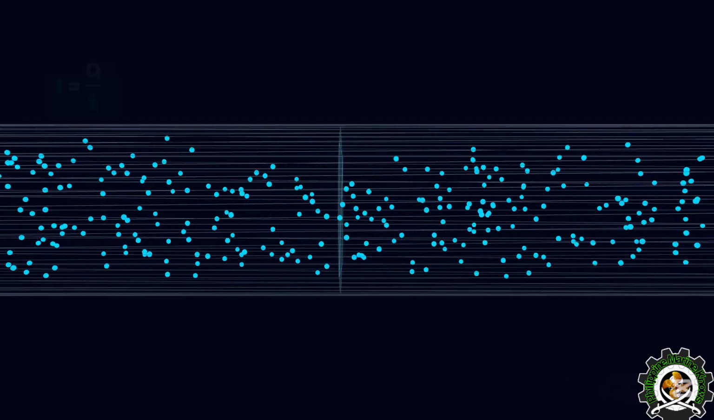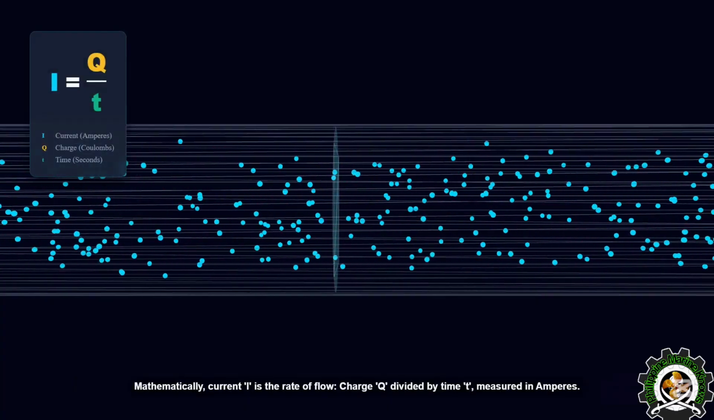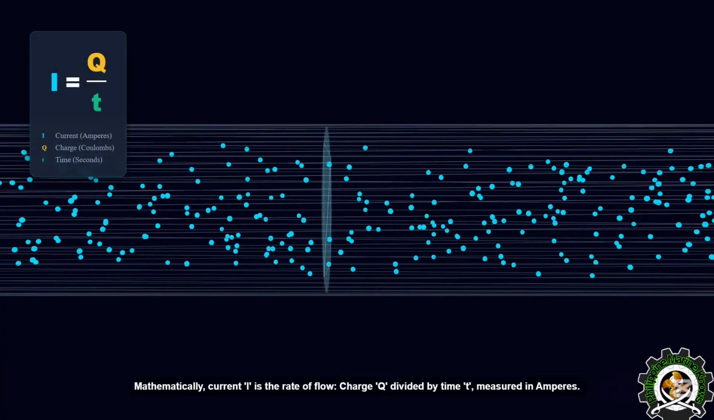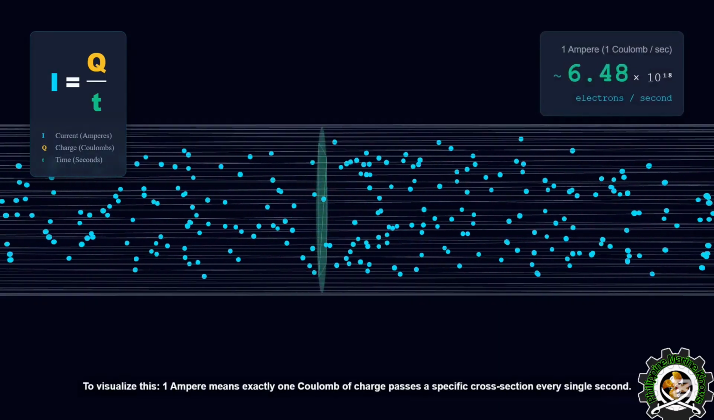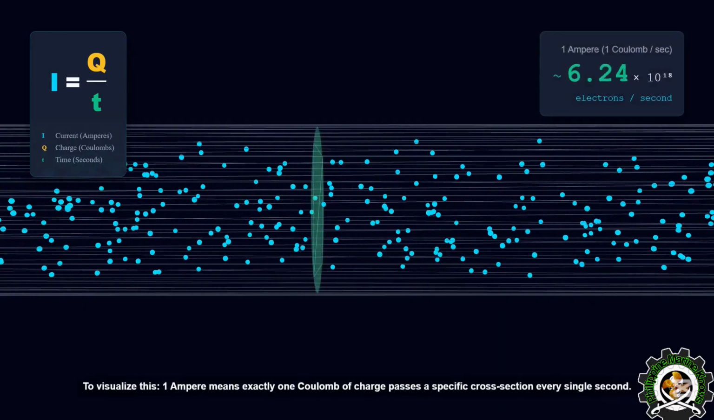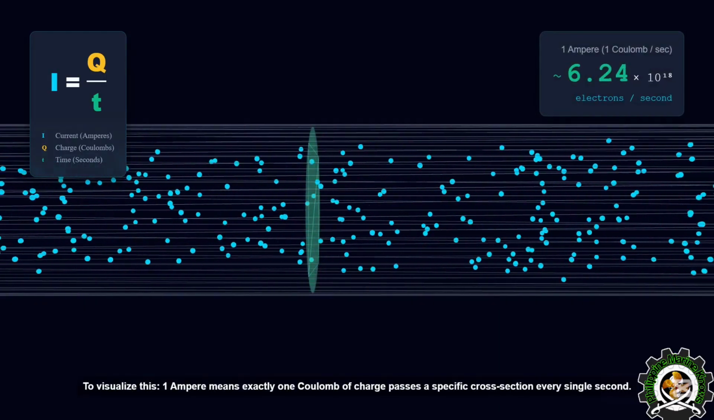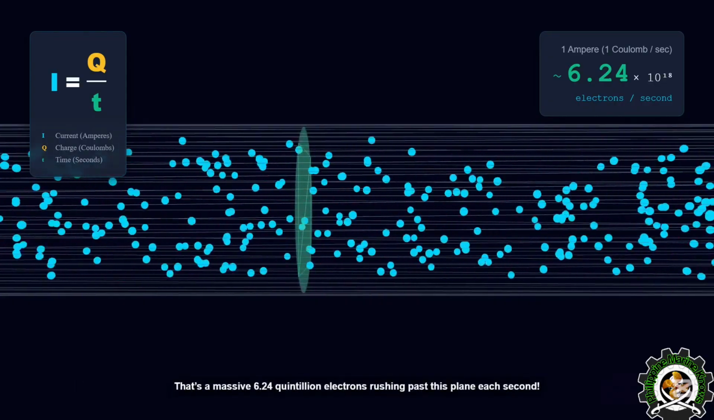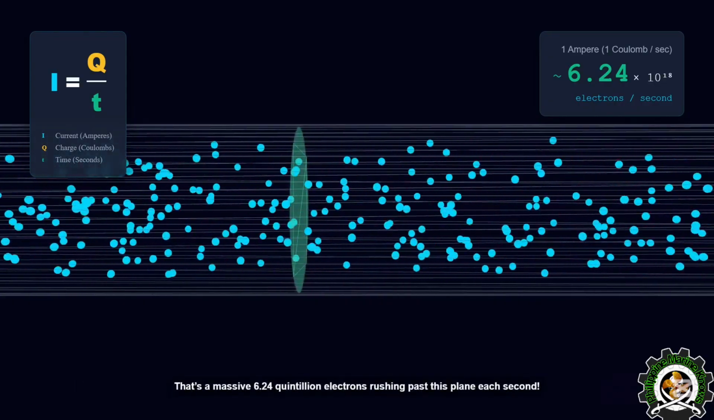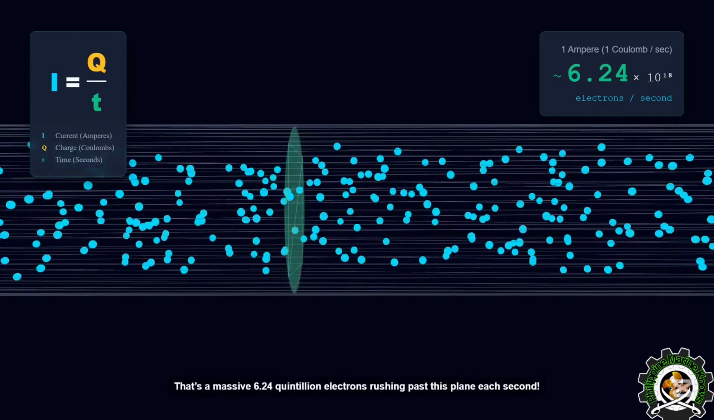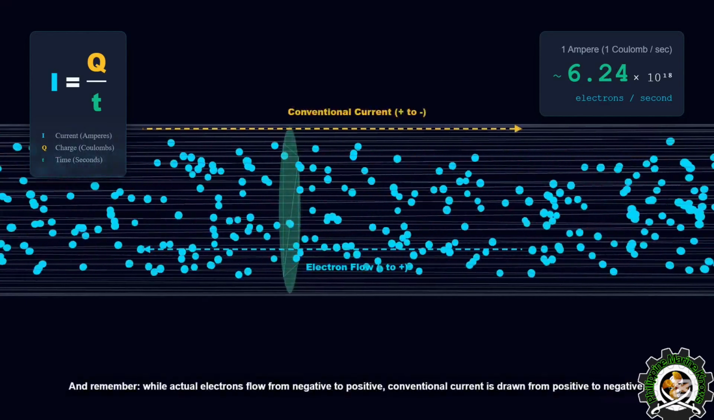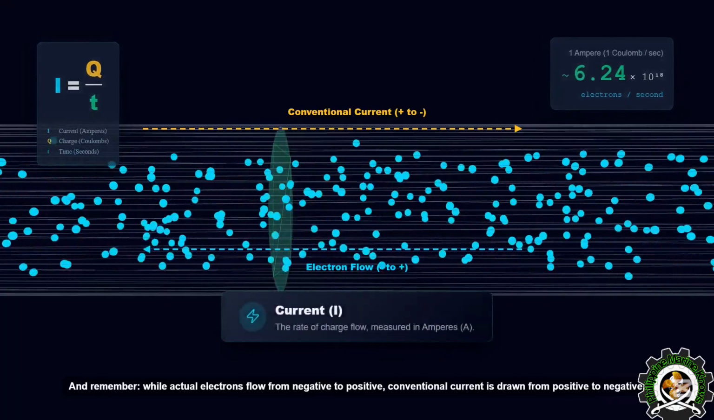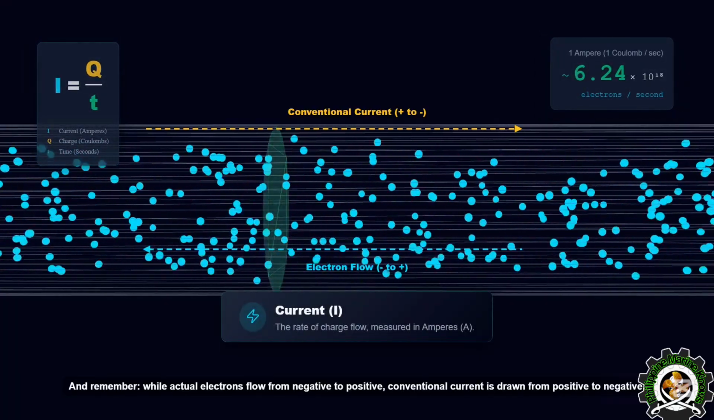conductor. Mathematically, current I is the rate of flow, charge Q divided by time T, measured in amperes. To visualize this, 1 ampere means exactly 1 coulomb of charge passes a specific cross-section every single second. That's a massive 6.24 quintillion electrons rushing past this plane each second. And remember, while actual electrons flow from negative to positive, conventional current is drawn from positive to negative.